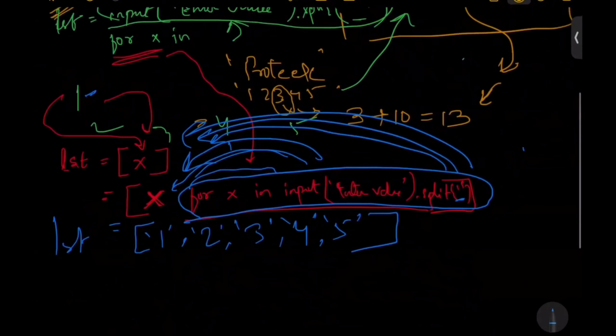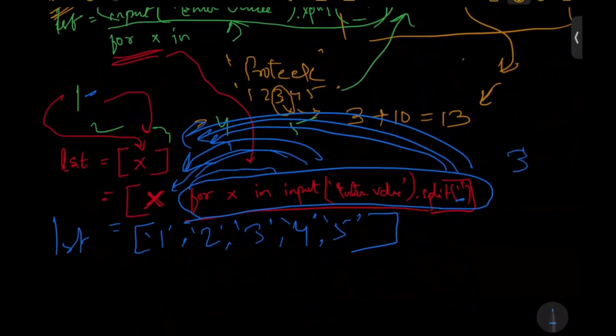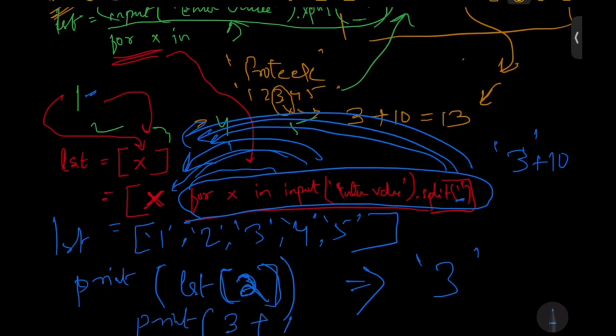Still, there is a doubt. In the previous discussion we saw, if you write print LST of 3, with indexes 0, 1, 2, 3, and if you write 2, it will give you the answer as 3, right? That's correct. Now you have it as a container. Now, if you write 3 plus 10, this answer will be 310, not 13. Why? Because it is still a string. We discussed this previously, right?